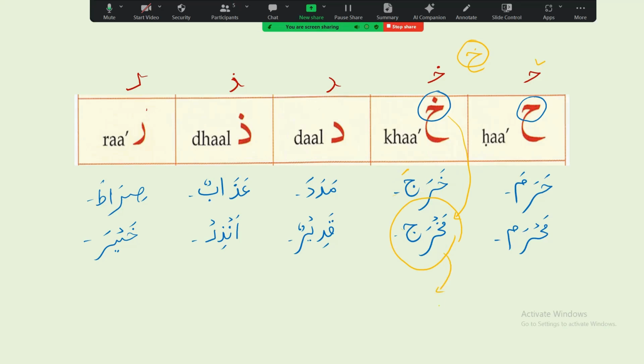If this would have been Jim, I would have written it like this. Like this, right? The dot should have been below here, below this shape. But here, for Kha, the dot is on the top, but for the Jim letter, the dot is below this shape, right? So this is what you are supposed to see very clearly and remember as well, inshallah.